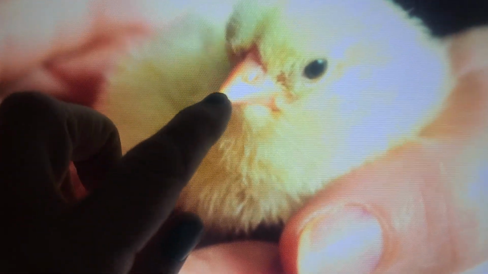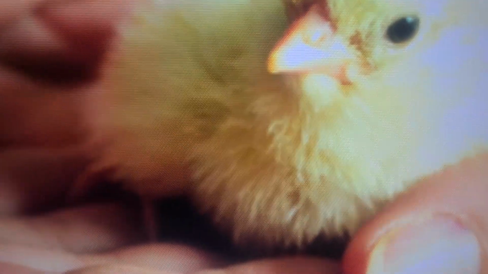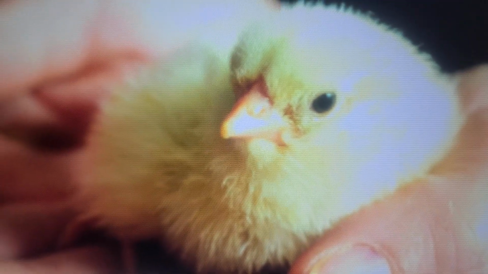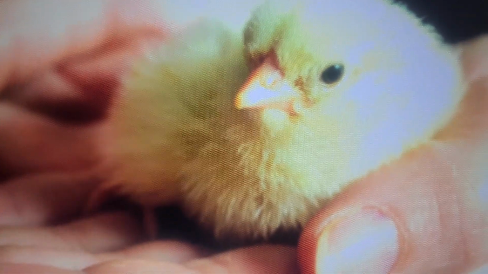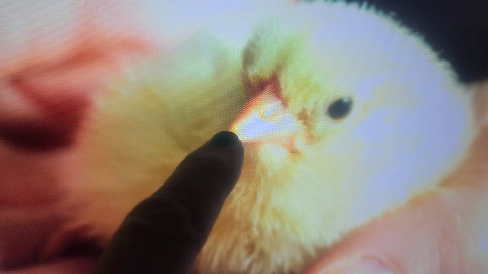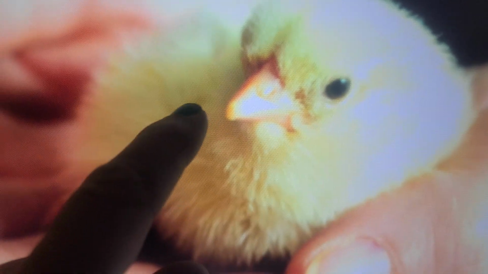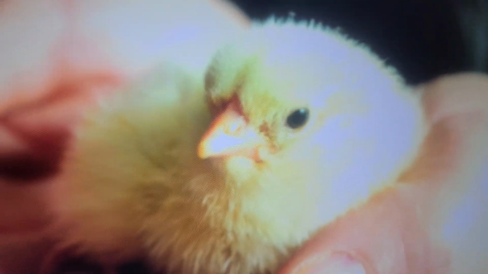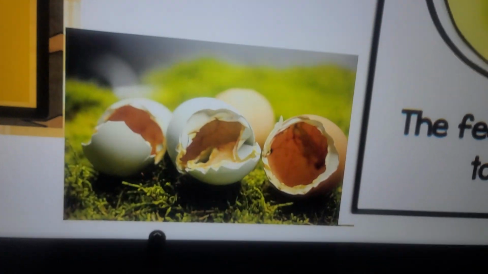And on the tip of that beak right there, the tiny little tip, is where the egg tooth will form. It forms right before they are to hatch. It only stays on their beak about 48 hours after, because that's the only purpose it's there for, to break out of the shell. Once it's not needed anymore, it disappears. Isn't that neat? And then the second word that we have today is shell.